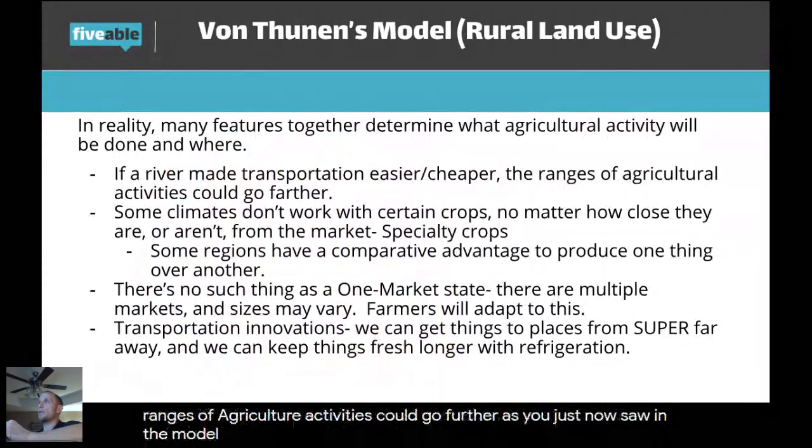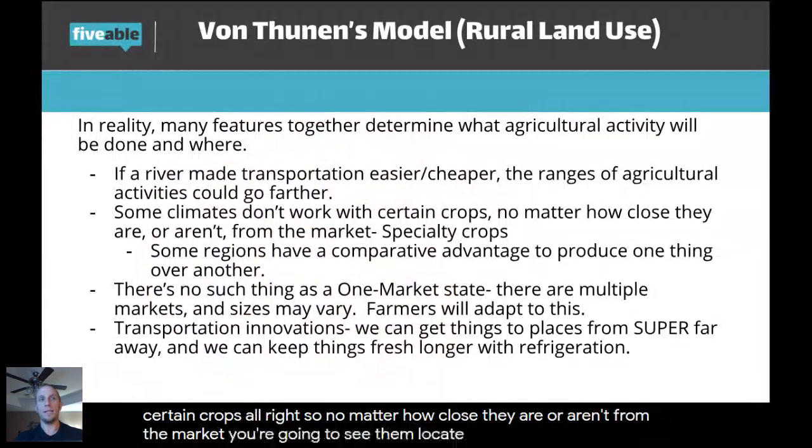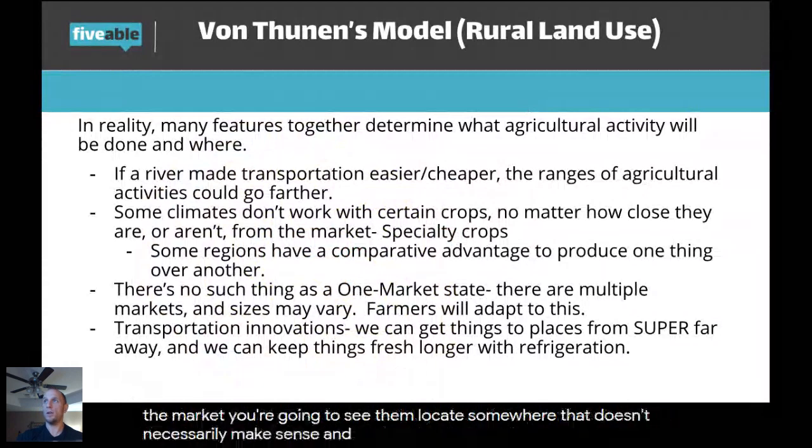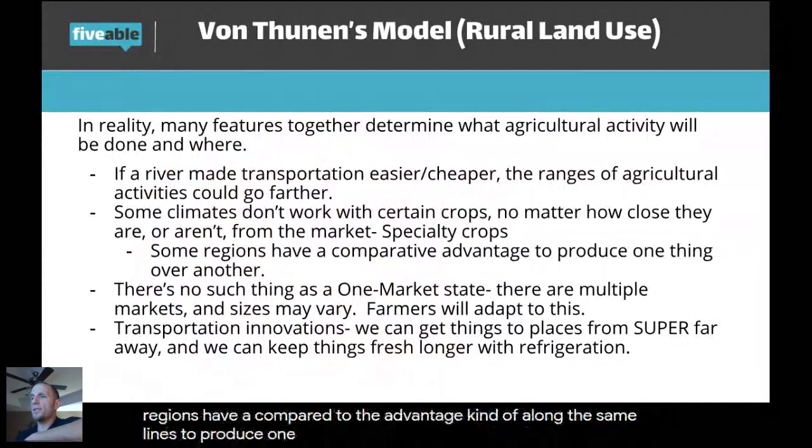Some climates aren't going to work with certain crops. All right. So no matter how close they are or aren't from the market, you're going to see them located somewhere that doesn't necessarily make sense. I'm going to show you that in a minute as well. Some regions have a comparative advantage, kind of along the same lines, to produce one thing over another. So what do I mean by comparative advantage?